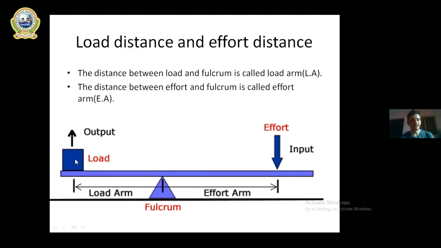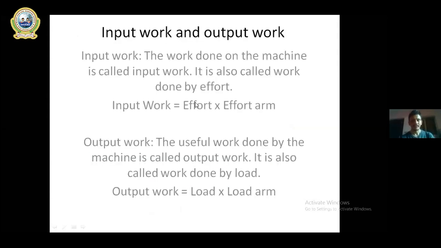And this is the load. The distance between fulcrum and load is called load arm. And the distance between fulcrum and effort is called effort arm. You can see here, this is the effort and this is the fulcrum. So the distance from here to here, up to the edge, is called effort arm, or you can say effort distance. The distance between load and fulcrum is called load arm or load distance, and the distance between effort and fulcrum is called effort arm. We learned this in the previous class.